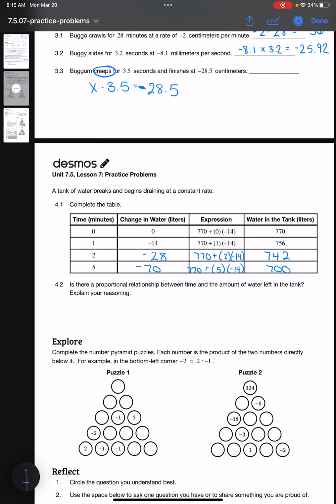Is there a proportional relationship between the time and the amount of water left in the tank? The answer is no. Because we're not going to have a constant of proportionality. Also, it would need to begin at 0 liters. We're not going to pass through 0, 0 on this graph, which would make it not proportional.